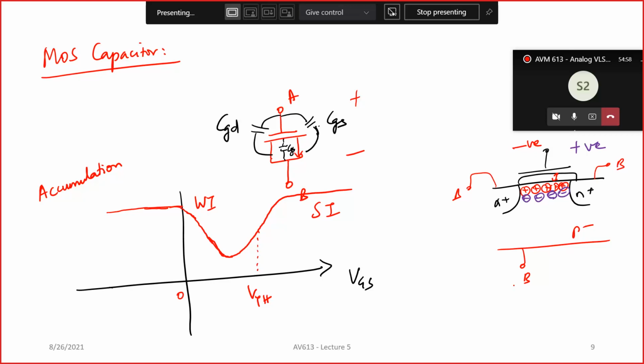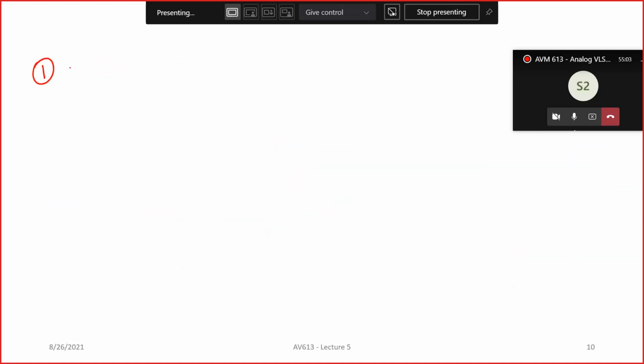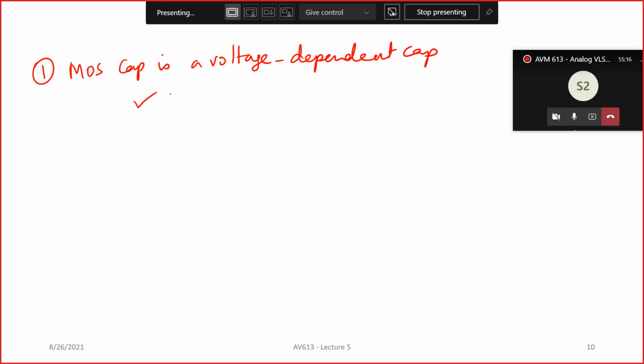Okay, sir. Now the first observation that we make is that MOS capacitance is a voltage dependent capacitance. Which means that a good thing is that you can use it as a voltage controlled capacitance, which is what we did. Even those of you who took the RFIC course, we used this in the voltage controlled oscillator, right? By changing the control voltage, you change the tank frequency and you change the oscillation frequency. So in that way it is useful.